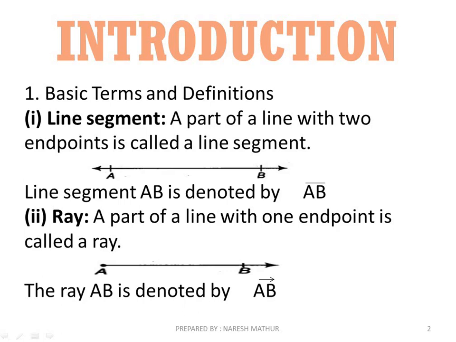Second one is a ray. A ray is also a part of a line, but it is with one endpoint. So AB is a ray. Here AB is denoted by this symbol. Alright, ray AB.